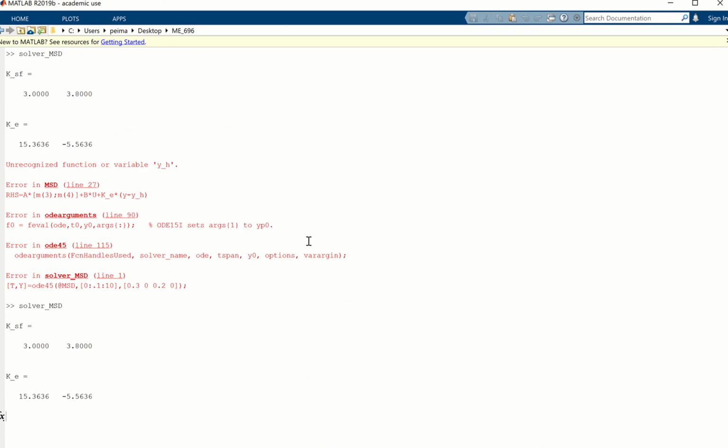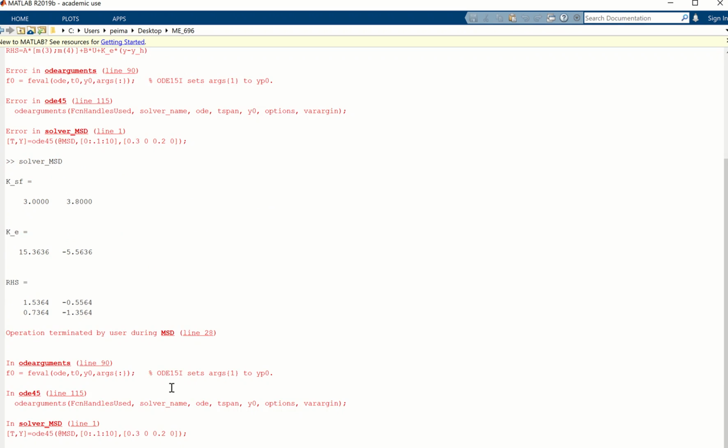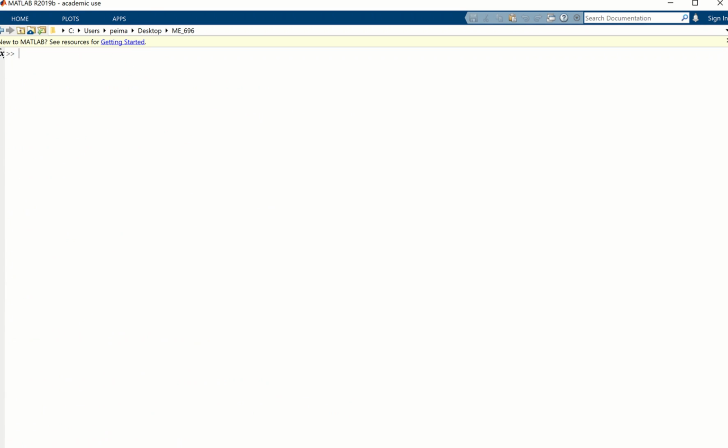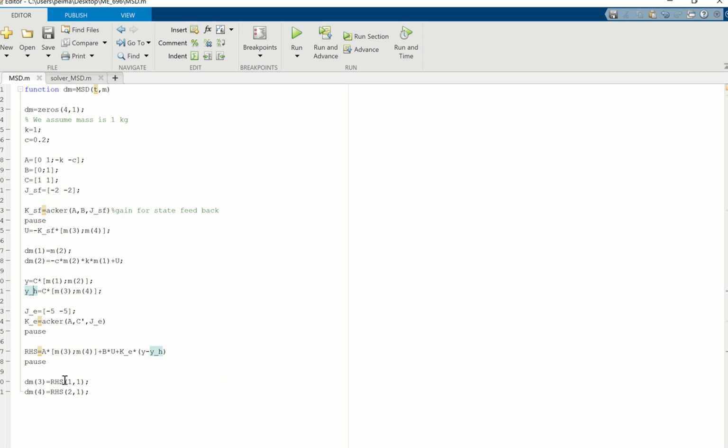So you see that RHS has first line goes to DM3, second line goes to DM4. That's what I wanted to show you, okay? And now I'm going to stop it. Understand? That's why I wrote it here. First line of right hand side, second line of right hand side. Second rows of the right hand side. Okay? Now let me delete all of these.